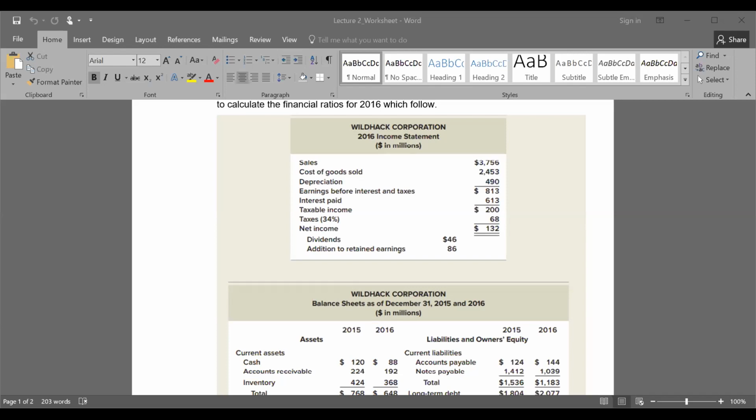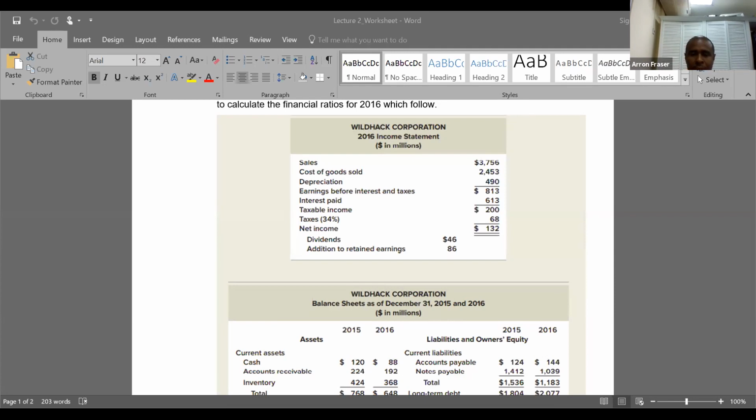So the cash coverage ratio is the earnings before interest and tax plus depreciation. When we add back the depreciation to the earnings before interest and tax, it's an attempt to get close to the actual cash from operating activities. You divide that by interest. So the EBIT would have been 813. EBIT is earnings before interest and tax. 813, the depreciation was 490.